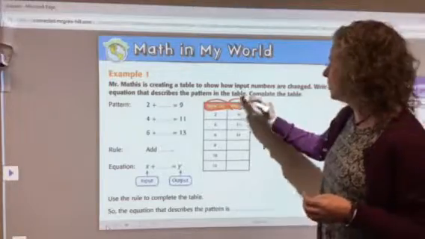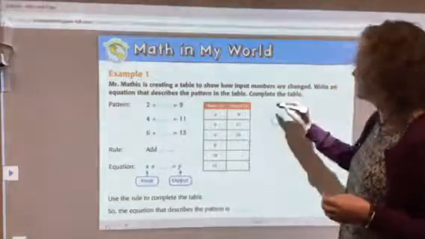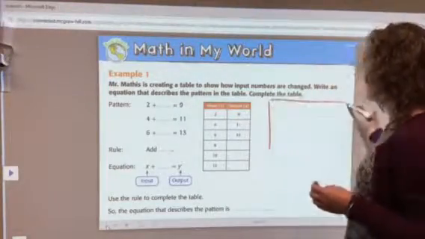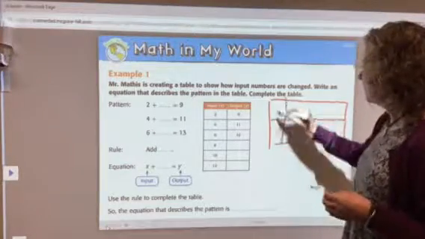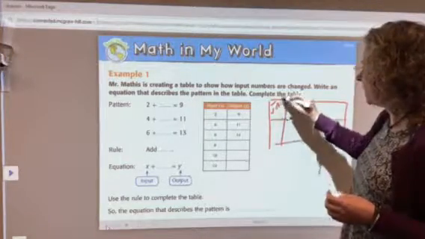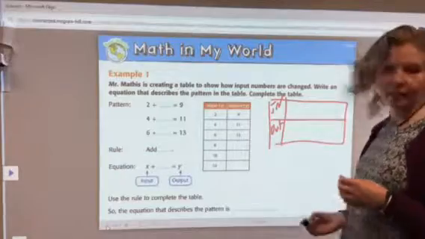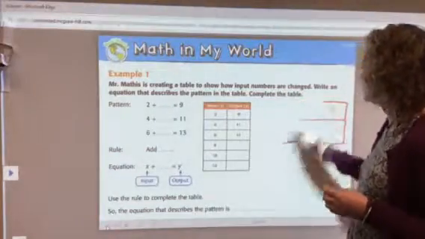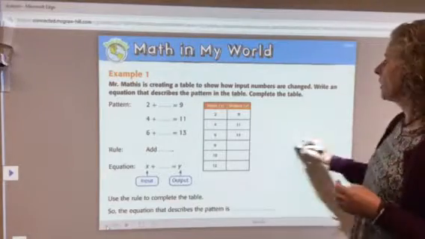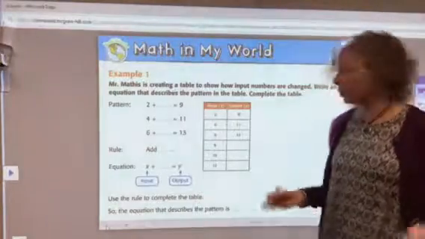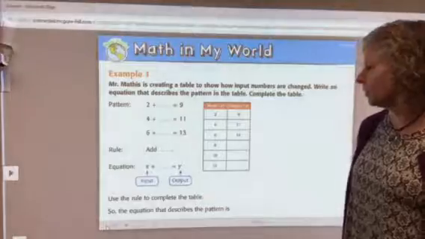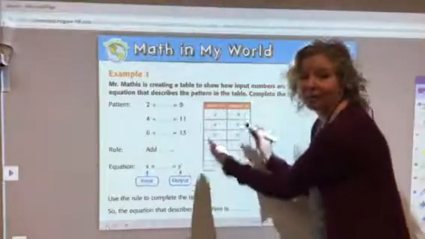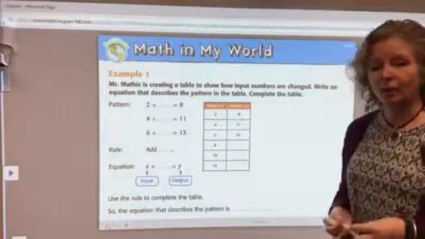Sometimes these tables are going to be vertical like this. Sometimes they'll be horizontal, and you have to look which side's the input and which side's the output. So when we have input and output tables, usually they either give you a rule and you have to figure out the numbers, or they give you enough numbers in it that you have to figure out the rule.